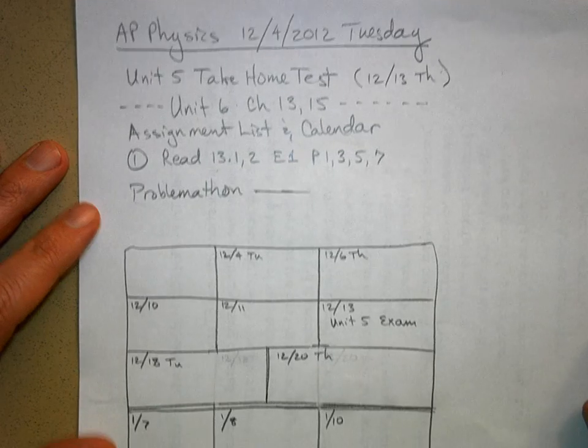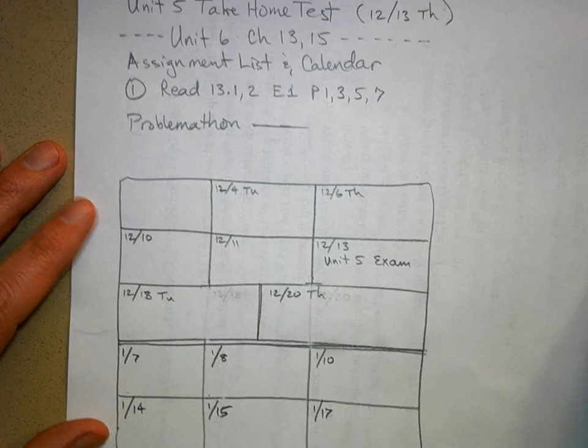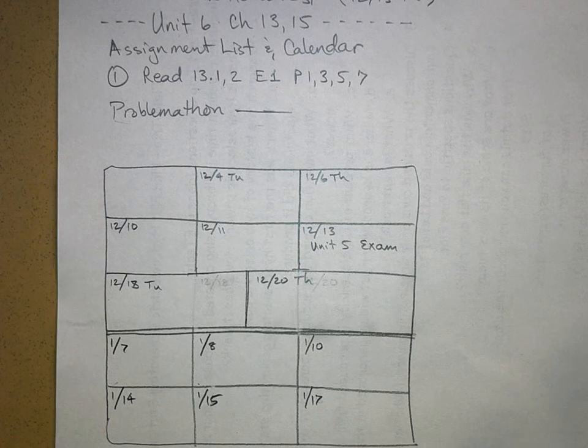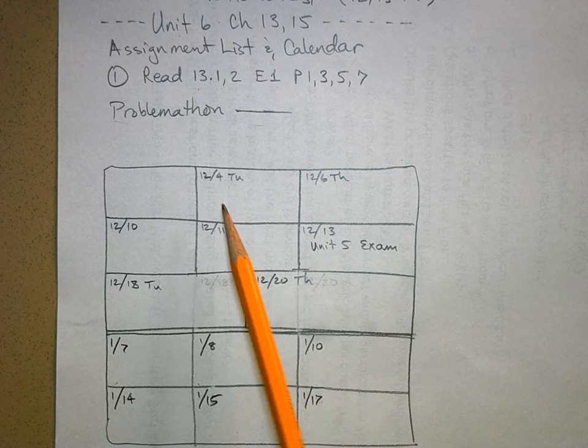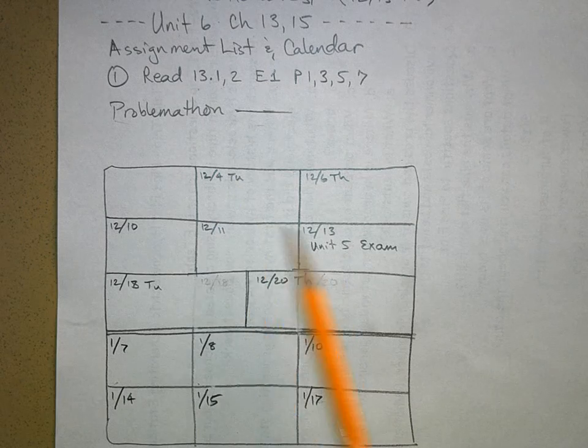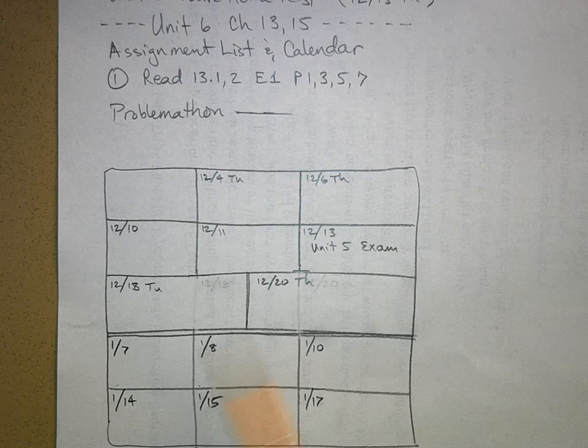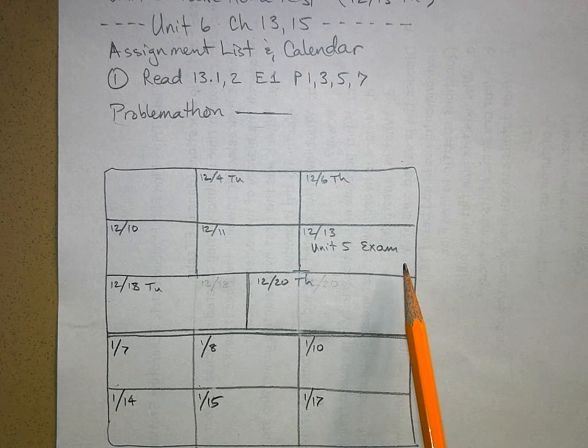Here is your calendar for Unit 6. If the substitute teacher could right now just press the enter button on the document camera, that will pause the video long enough for the students to copy down the calendar. This will take us all the way to the end of the semester. Today is December 4th, Tuesday, and then here's Thursday, and then next week, Monday, Tuesday, and Thursday. Thursday will be the Unit 5 exam.